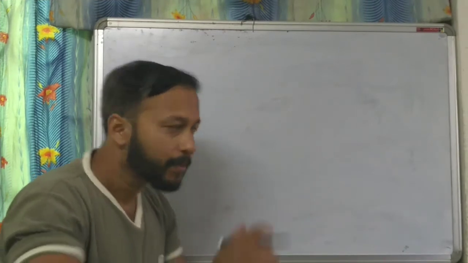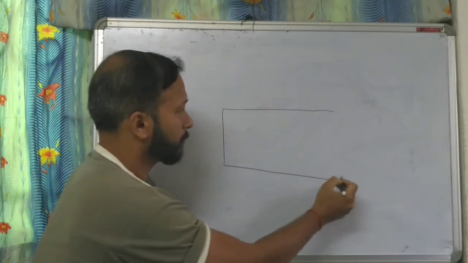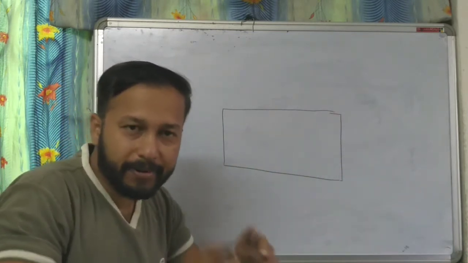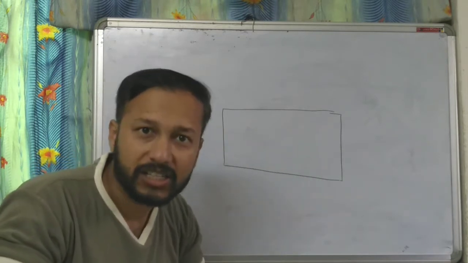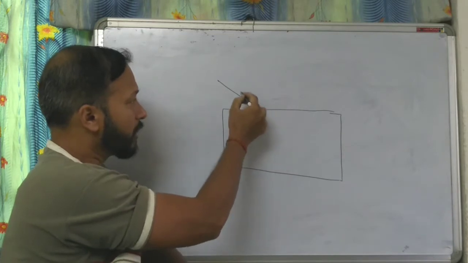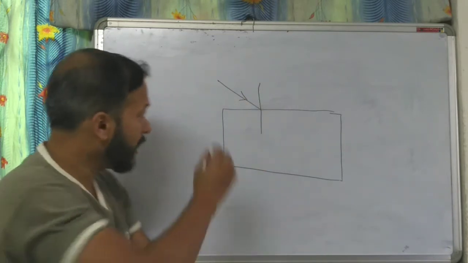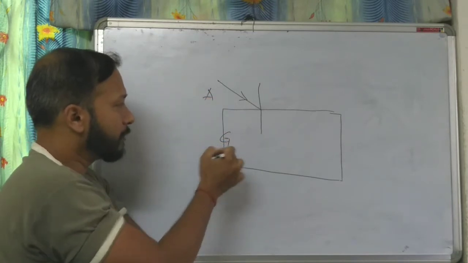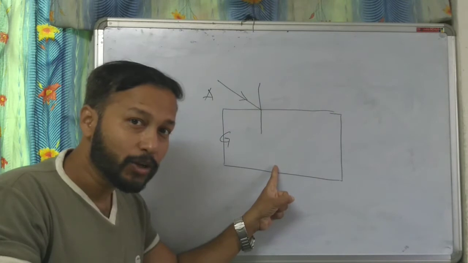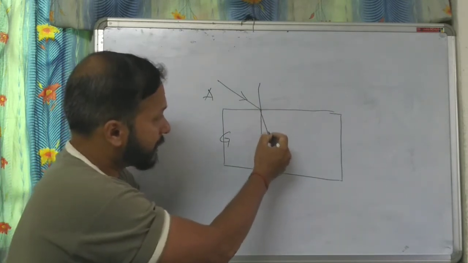Now let's say there is a glass slab, a rectangular piece of glass. Now light is going from air to glass. When light is going from air to glass, it is going from rarer to denser medium, so light will come towards the normal. Yes, see, light is coming towards the normal.